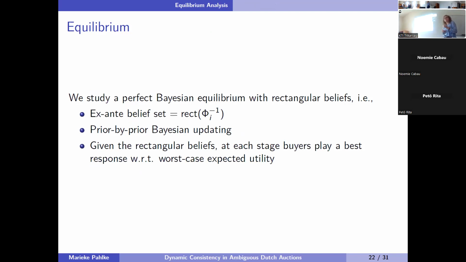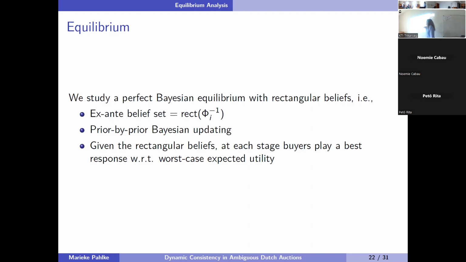Yes, that is the restriction. Definitely. But we somehow need this restriction here to study it, because otherwise I don't know how to do this in the dynamic setting.